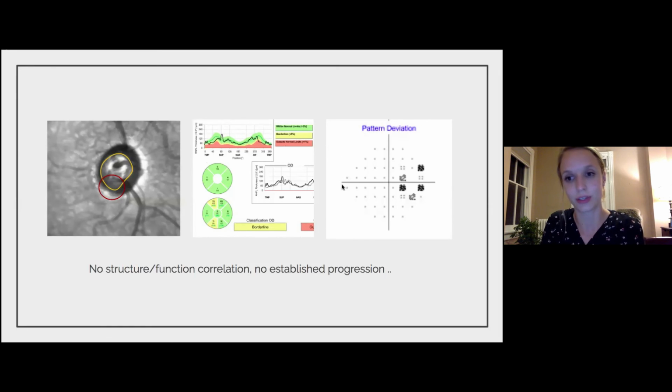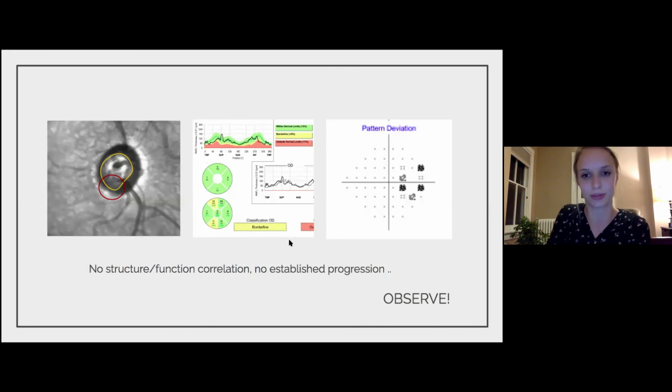And her visual field looked great, no glaucomatous defects. So we don't have a good structure-function correlation, and we haven't established any progression. So in this case, I decided to observe. We'll repeat some testing in the future and keep an eye on her.